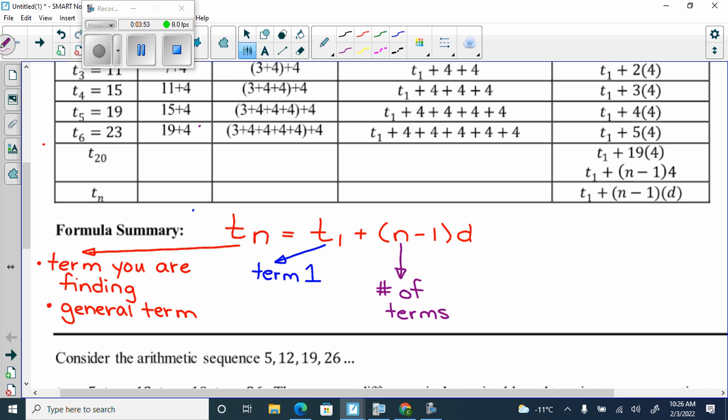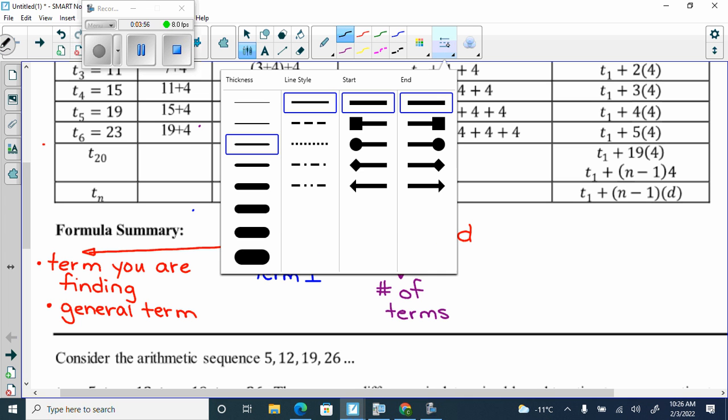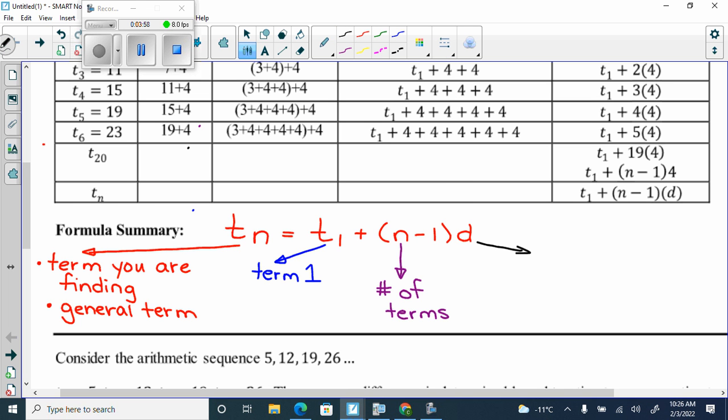And d, what do you think that's going to be? Yeah. The common difference. And how you can always find it, d just equals term 2 minus term 1. Basically, it's just one term minus the previous term. So d, I could also do term 3 minus term 2. That would also get me d. You just take the latter term minus the former term, right?